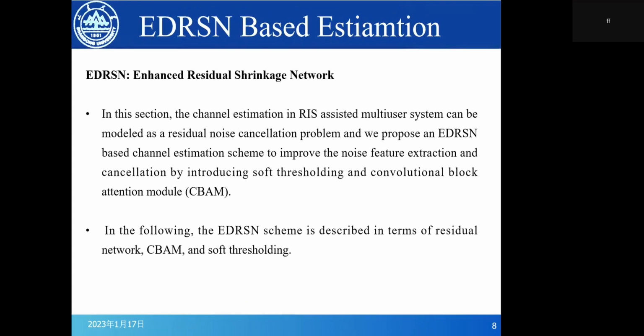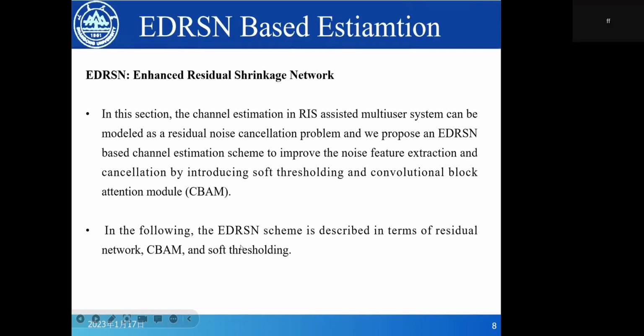And this part is our work. We design a network called EDRSN, meaning Enhanced Deep Residual Shrinkage Network. In this section, the channel estimation in RIS-assisted multi-user system can be modeled as a residual noise cancellation problem, and we propose an EDRSN-based channel estimation scheme to improve the noise feature extraction and cancellation by introducing soft threshold and convolutional block attention module. We can call it CBAM.